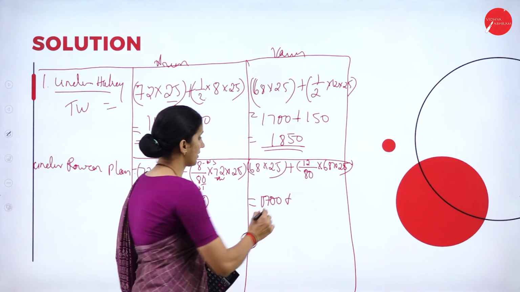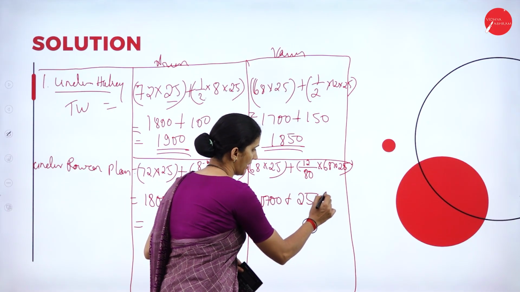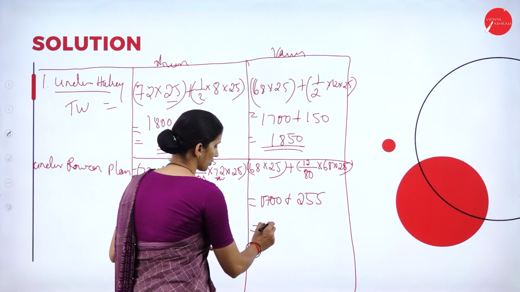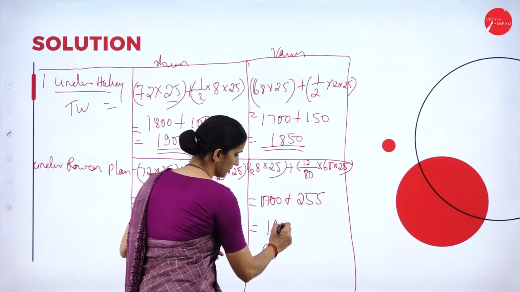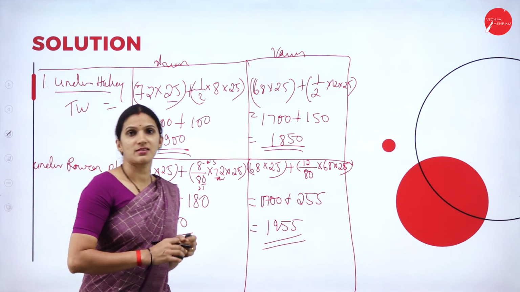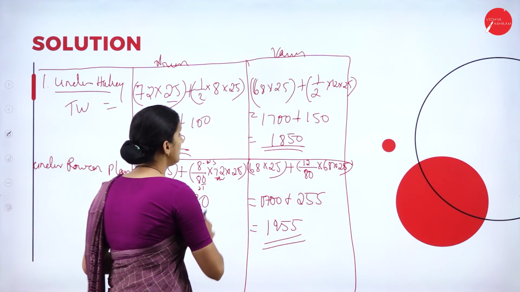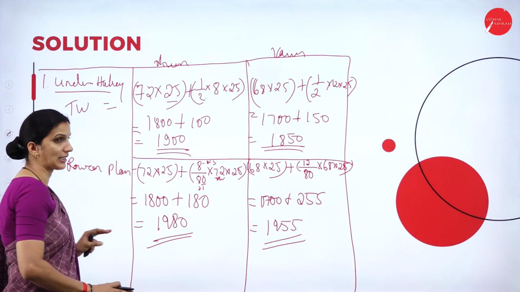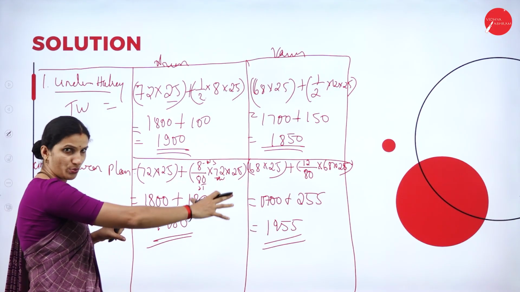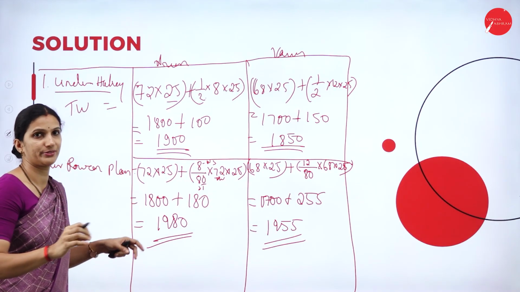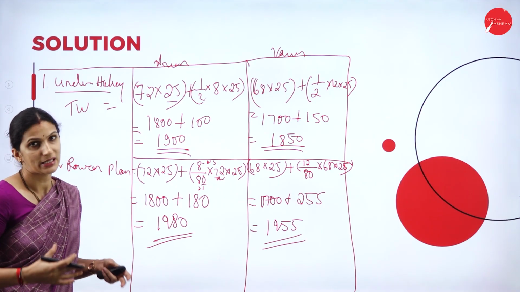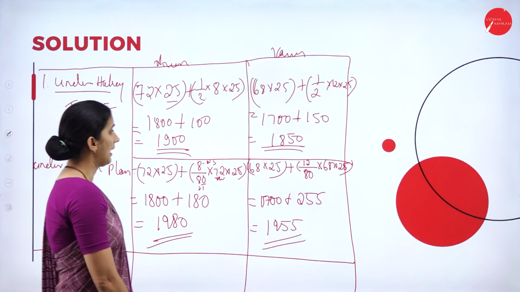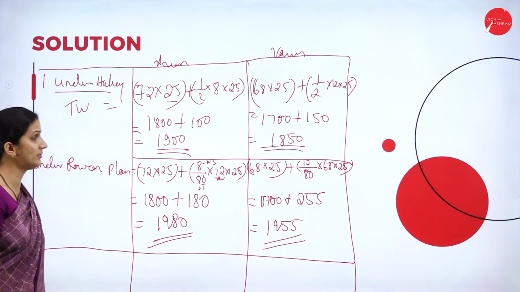So your bonus here is 255. So 1700 plus 255, the total wage is equal to 1955. So this is the calculation of total wage under both plans when two workers are given. Instead of calculating separately, you can make a column for each worker and calculate here only. It will be time saving and easy also. Usually they will ask this in the 10 marks section. And then we will move on to the next question.